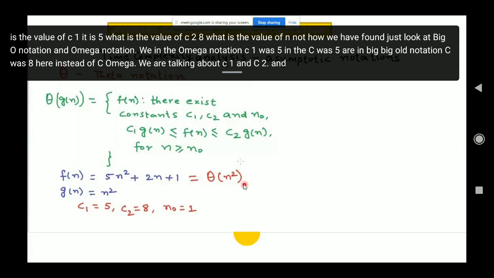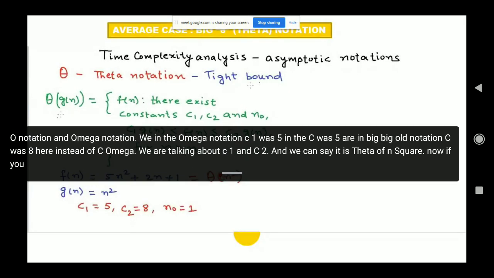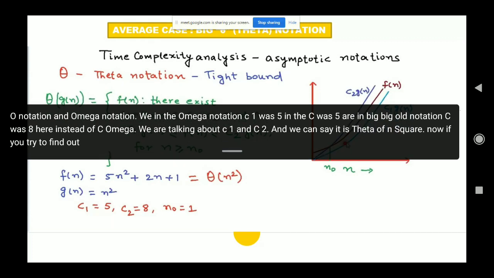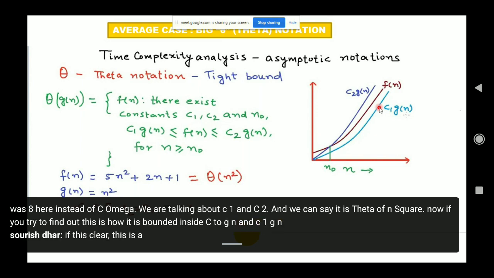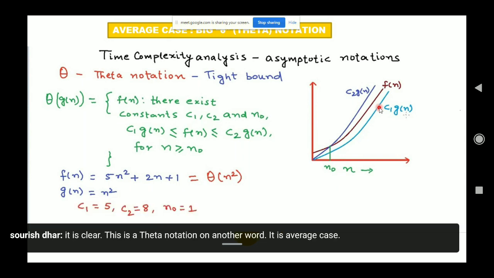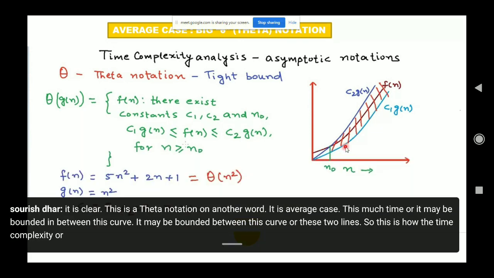And we can say it is theta of n square. Now, if you try to find out, this is how it is bounded inside C2GN and C1GN. Is this clear? This is a theta notation, or in other words, it is average case. This much time, or it may be bounded in between this curve, or these two lines. So this is how the time complexity or asymptotic notations are defined.